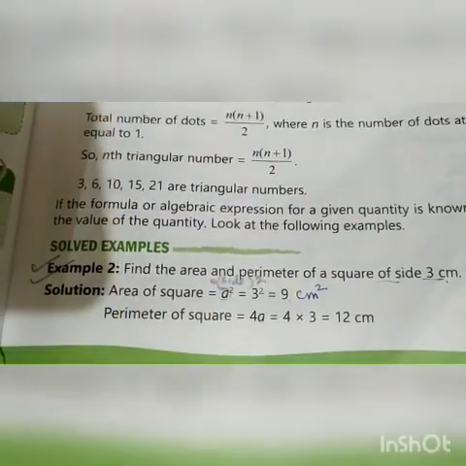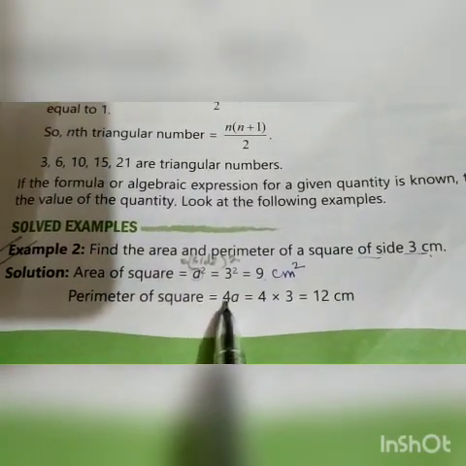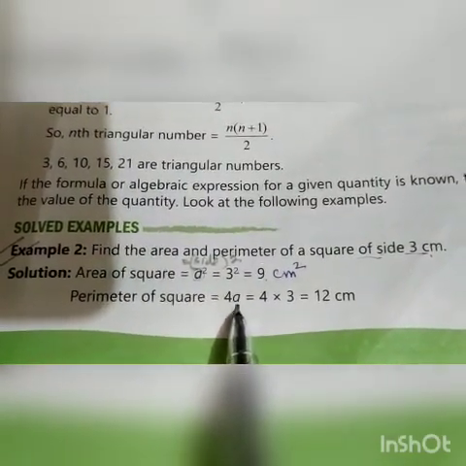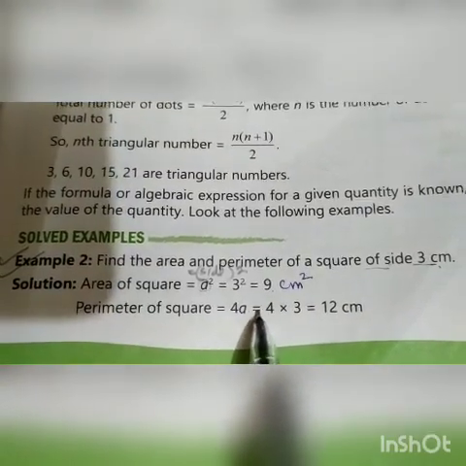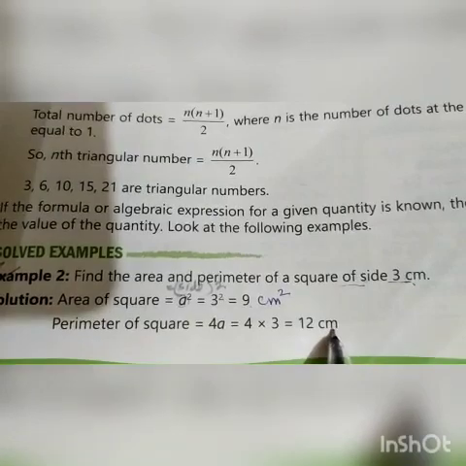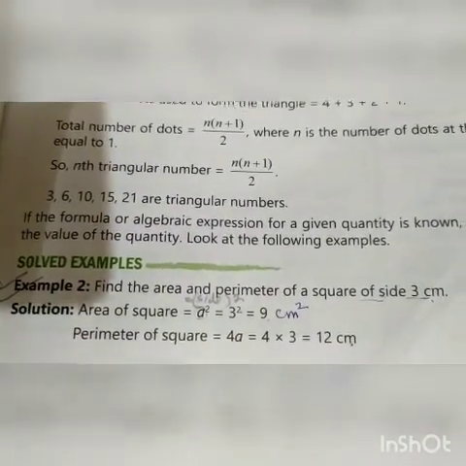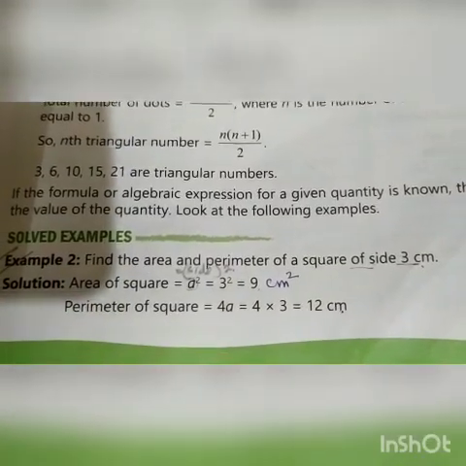9 square centimeter. Then the perimeter of a square. The formula for the perimeter of a square is 4 into side, or we can say 4a. So equal to 4 into 3, the value of a is 3. 4 threes are 12 centimeter. Clear, example 2? Now come to example 3.